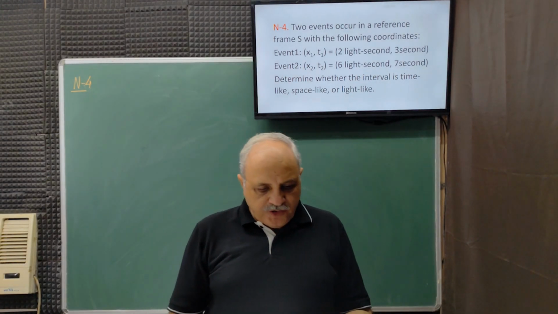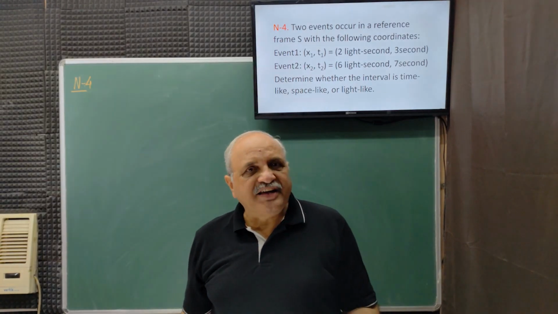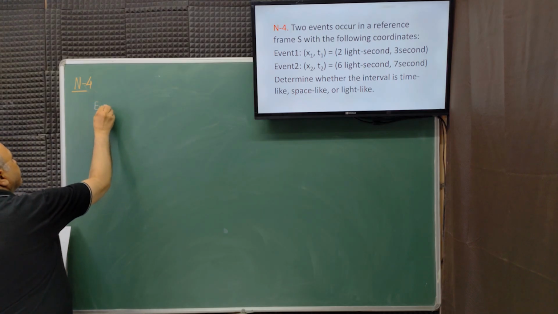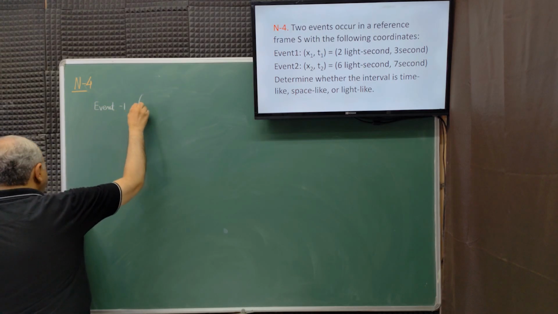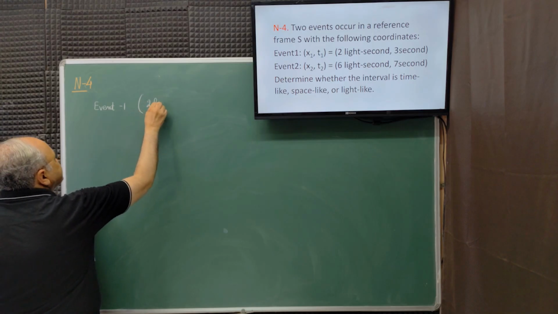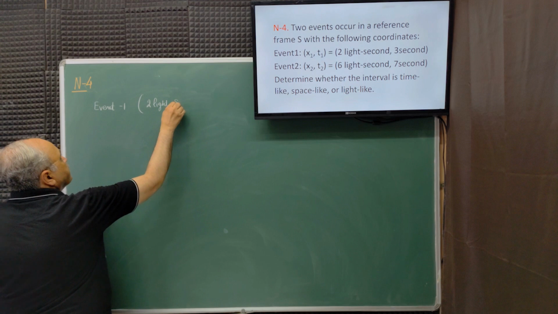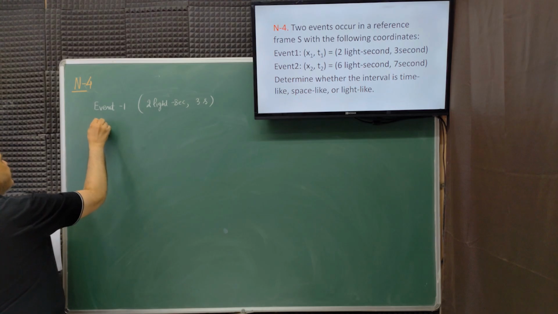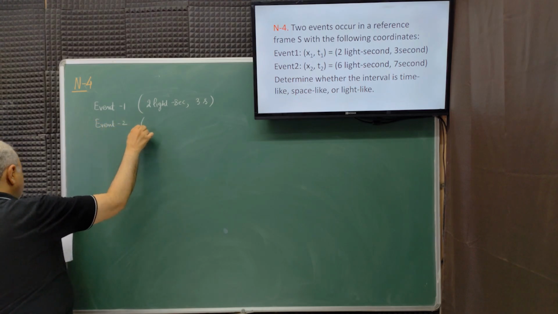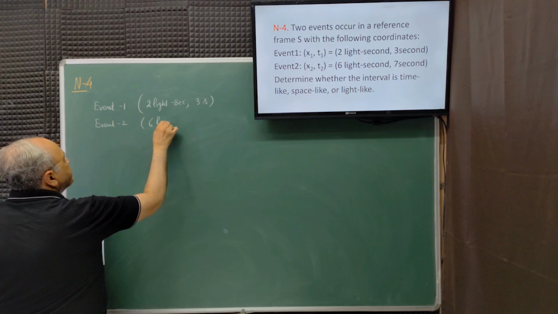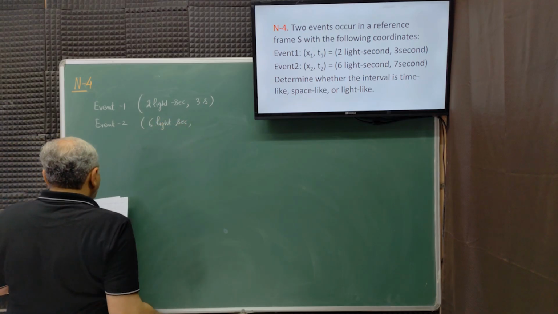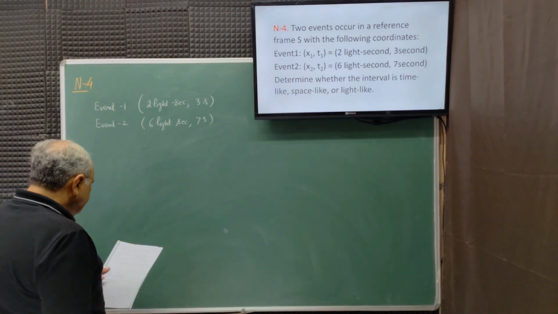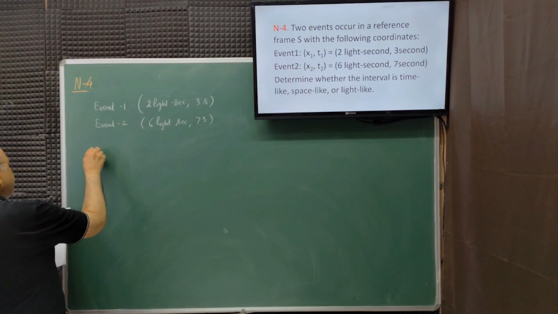So let's take the fourth question. In this question, two events are given to us. Event 1 is given: the position is 2 light second, and the time is 3 seconds. Event 2 is given as 6 light second and time is 7 seconds. And we are asked to find out the space-time interval, that is in the A part.